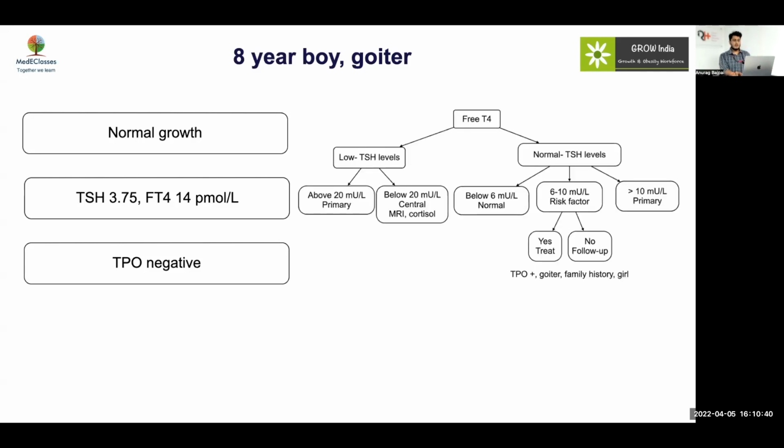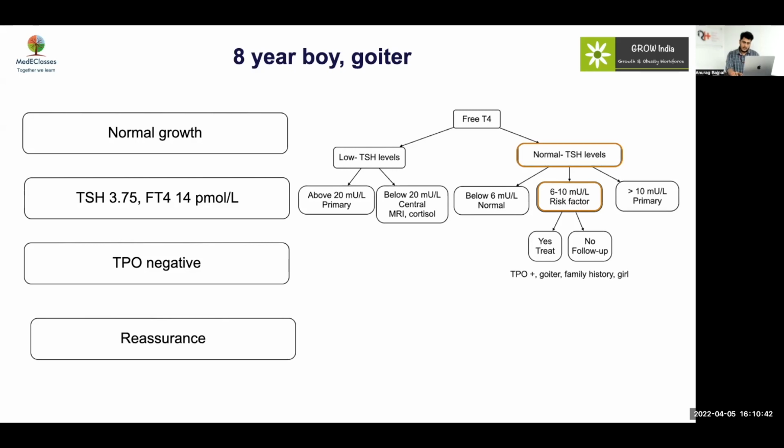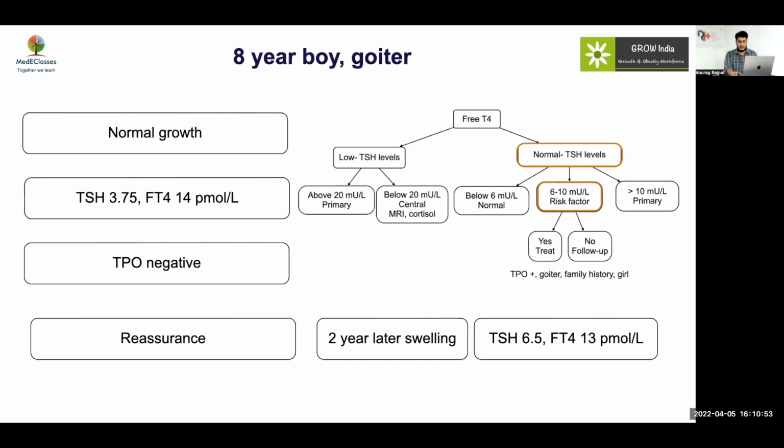So we reassured him. After 2 years, the father found that there was an increase in the size of the swelling. So we again repeated the thyroid function, and we found that the TSH had increased from 3.75 to 6.5, which touches the figure of subclinical hypothyroidism. So when we have a patient with subclinical hypothyroidism in the presence of goiter, we need to start treatment because the patient can progress to overt hypothyroidism.